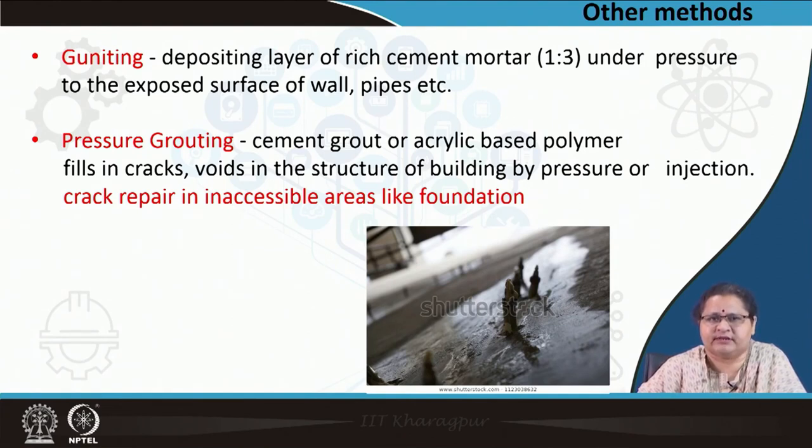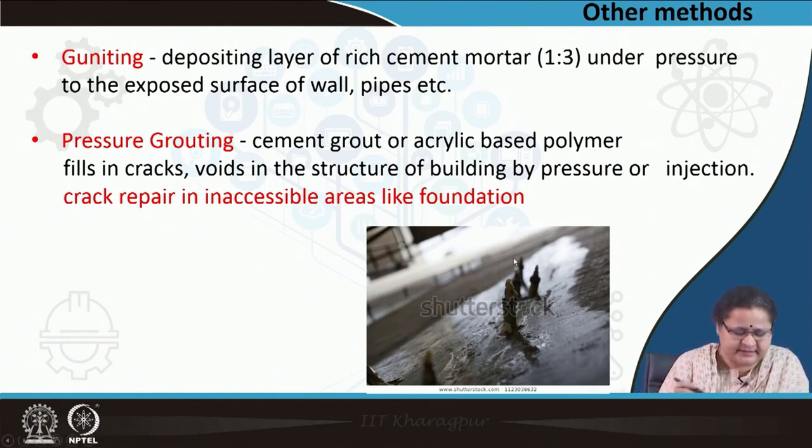Similar is the method of pressure grouting. You can see in this picture there are some points from where the pressure grouting is done. You can see these points. So, these are points from where injection of acrylic based polymer or cement mix is pushed in and repairs the crack. Usually, they can be done in inaccessible parts like foundation, some portions where one cannot reach, or if the crack is quite deep, you can actually do pressure grouting and correct such locations so that further damp cannot penetrate. Some damage may happen, but continuous exposure to sunlight can help the trapped moisture escape.